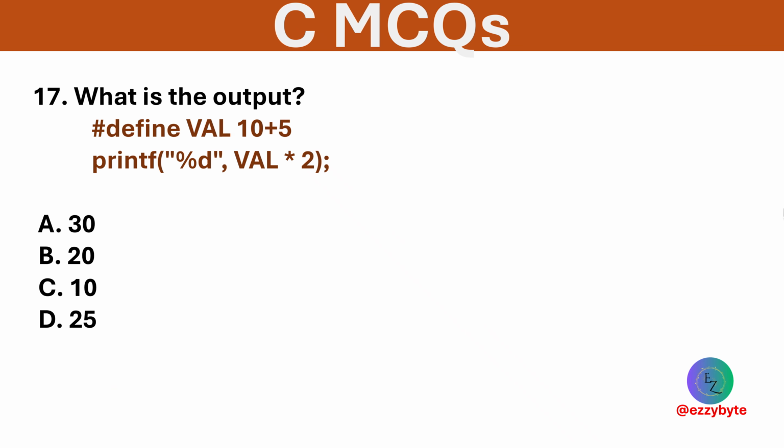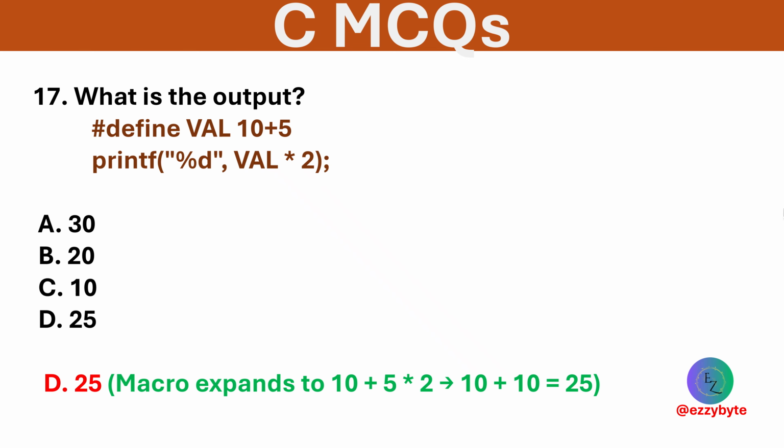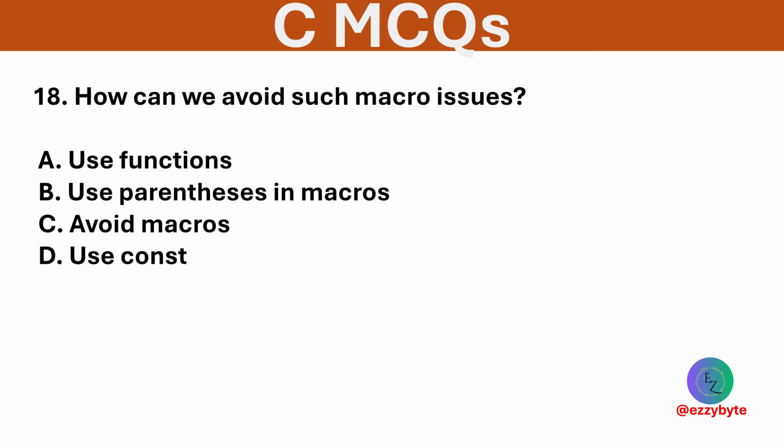What is the output of this code? Options are 30, 20, 10, and 25. Option D is correct.